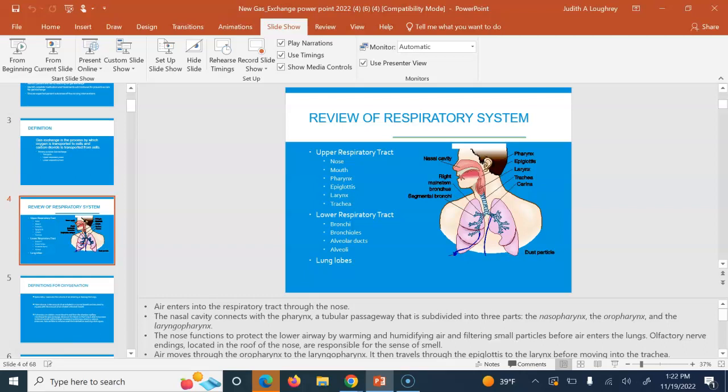In this particular slide, it shows you that the upper respiratory tract consists of the nose, the mouth, the pharynx, the epiglottis, the larynx, and the trachea. And the lower respiratory tract consists of the bronchi, the bronchioles, the alveolar ducts, and the alveoli. And of course, then there's the lung lobes.